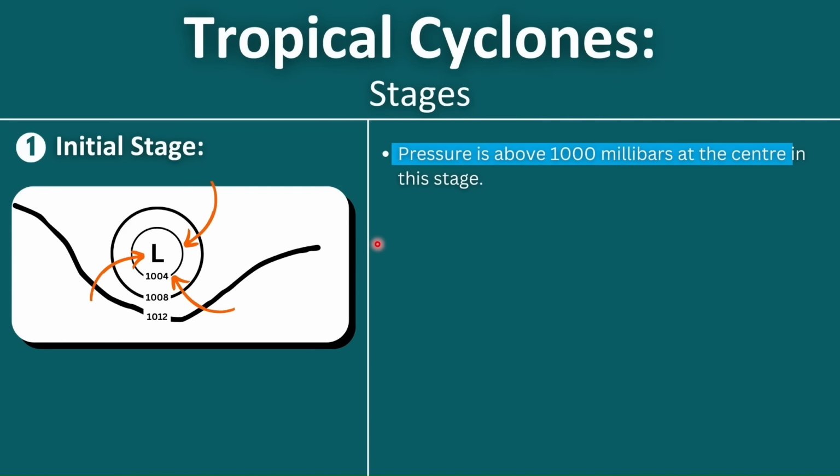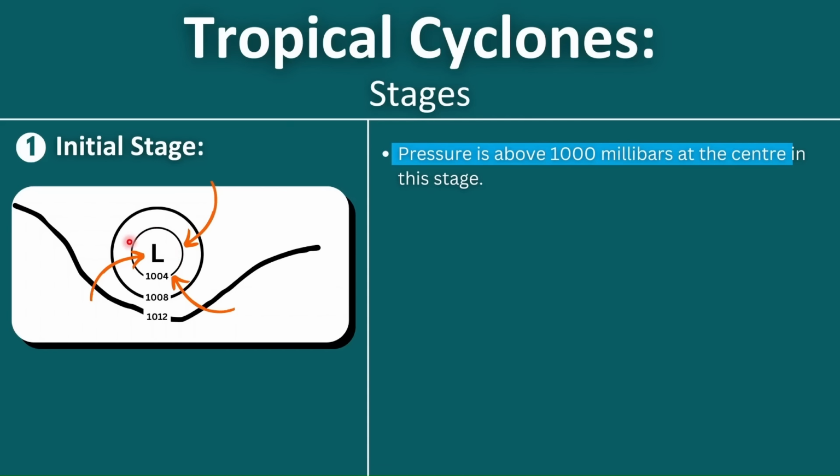Now we get to the stages, right? And our first stage is known as the initial stage. So, pressure is above 1000 millibars at the center in this stage. So let's look at the diagram quickly, right? We can see that this is a low pressure system.